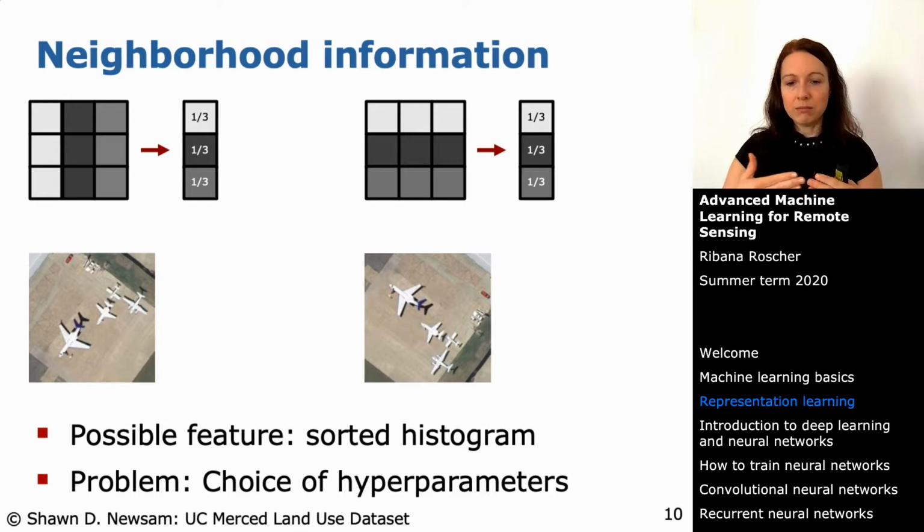Another possibility is a sorted histogram. So you take all the intensity values you have in this image patch, and then you decide on the number of bins for a histogram. And then you count the number of pixels which belong to specific bins, and then you can use the histogram. And as you can see here, if the image patch is rotated, doesn't matter, you will end up with the same feature vector. But here the problem is how to choose the hyperparameters. Hyperparameters means that you need to decide on the number of bins.